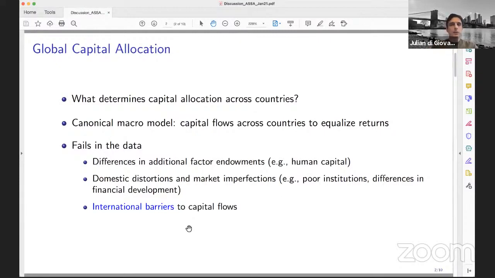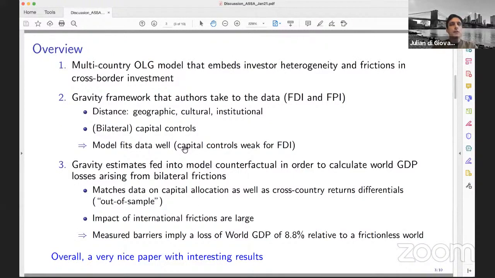And so as Bruno explained, just to give a brief overview, this paper makes several interesting contributions. First, it constructs a new multi-country OLG model that embeds both investor heterogeneity and frictions across border investment. And it's a slick model.